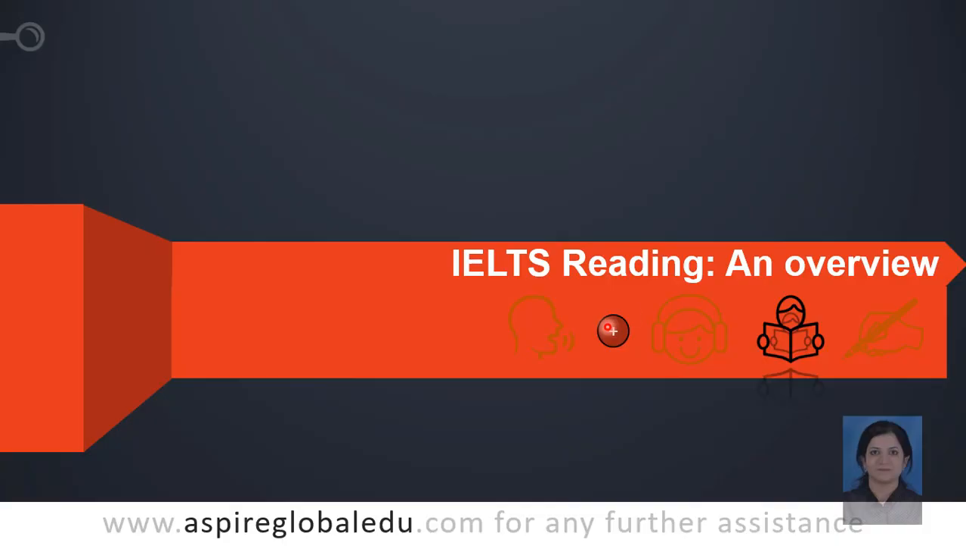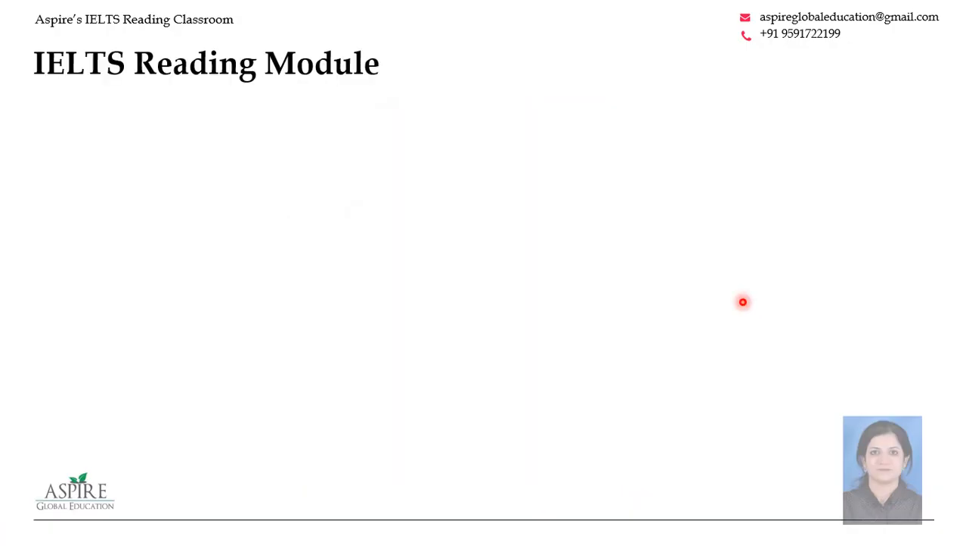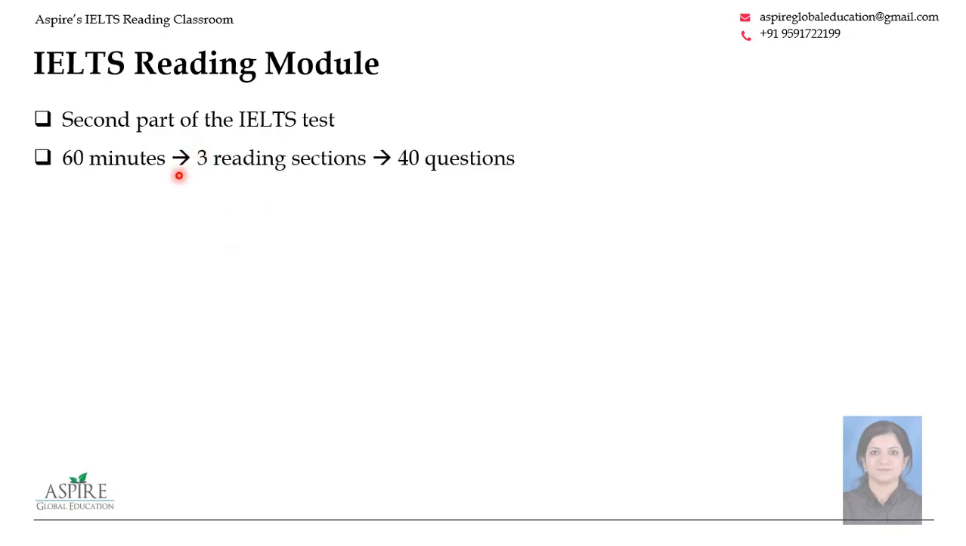Now let's take an overview of the reading module. So this is the second module of the IELTS exam after the listening module. It lasts for about 60 minutes. There are 3 reading sections and about 40 questions. Sometimes there are more sections, like 4, which usually happens when you appear through IDP.